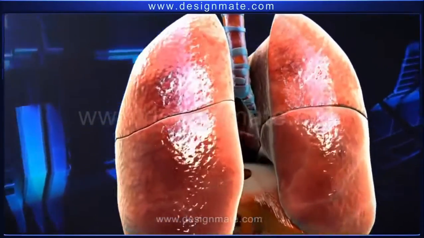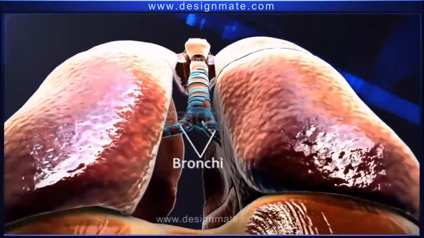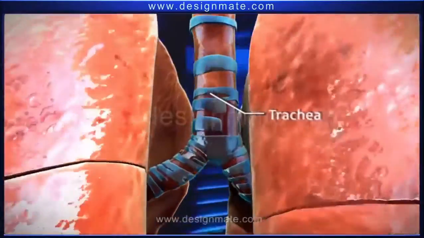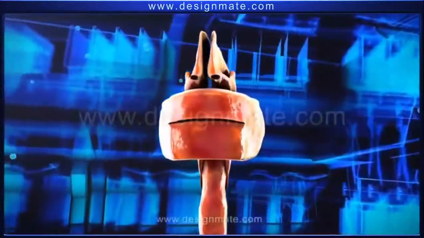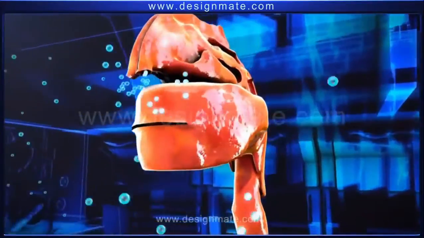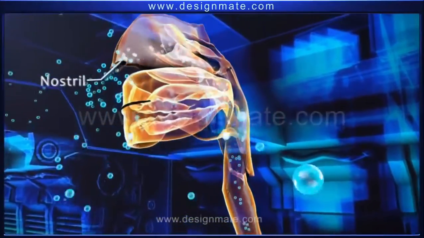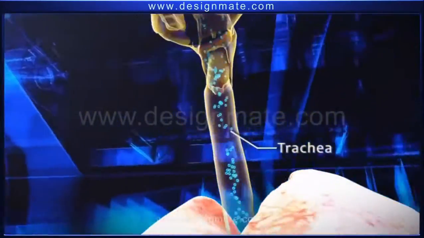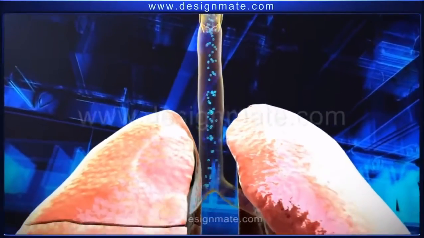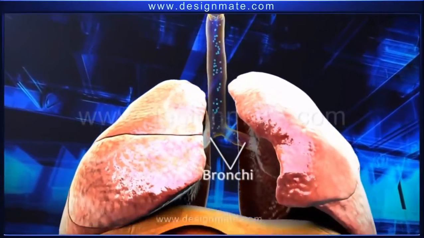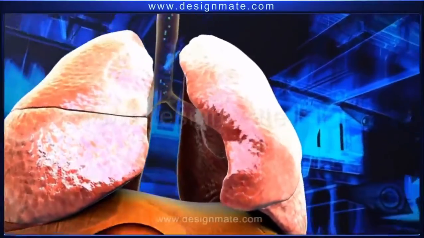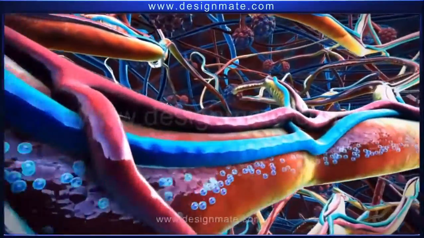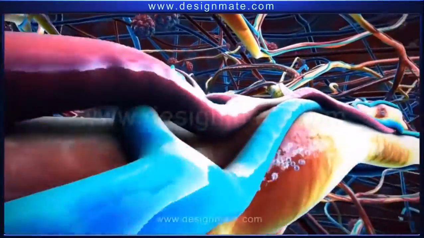Both the lungs are associated externally with bronchi, which unite and extend into the trachea. As we breathe, the oxygen molecules enter the nostrils and travel downwards through the pharynx and trachea to finally reach the bronchi. From each bronchus, oxygen travels into the lungs. Within the lungs, the bronchus divides repeatedly to form bronchioles.